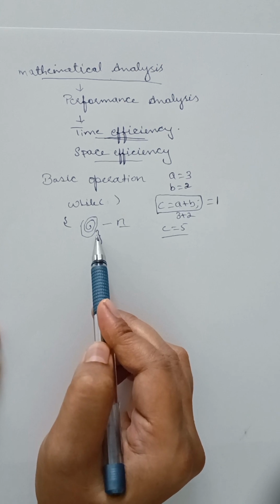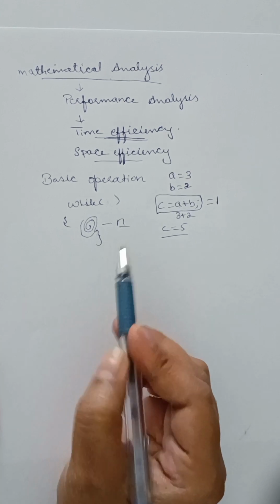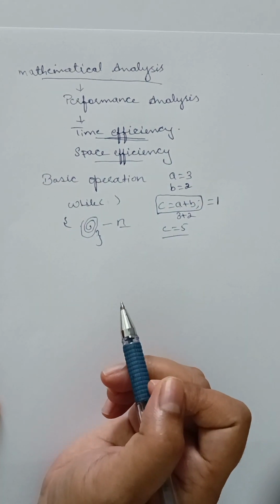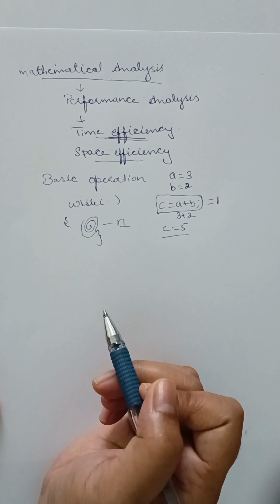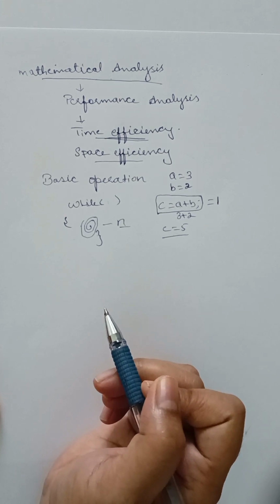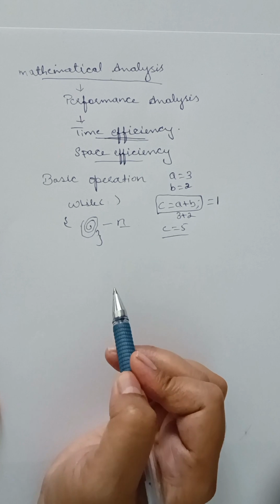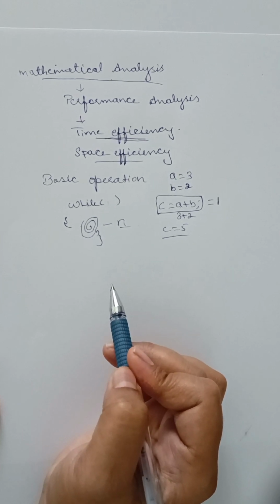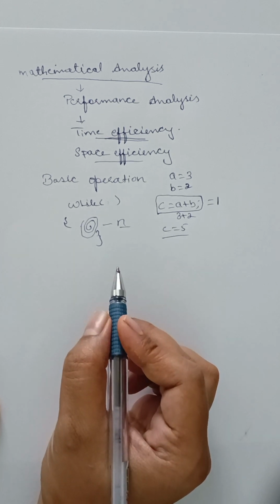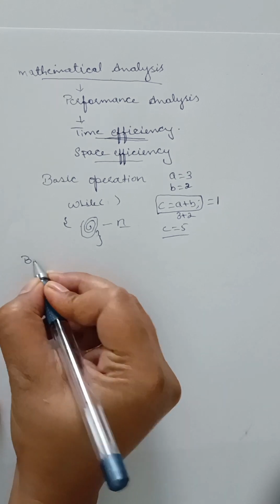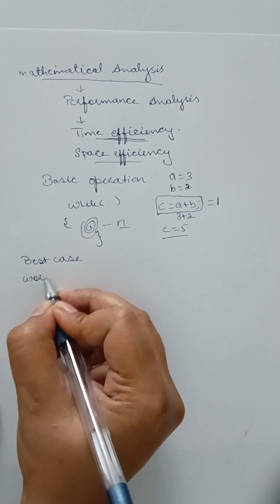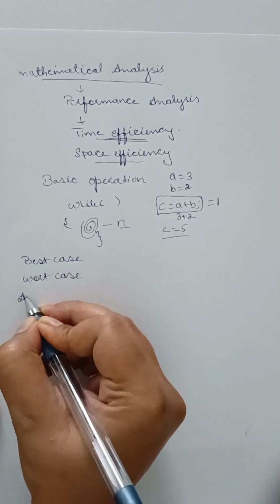The formula, everything will be the same, but the way we do it is a bit different. So we must understand the basic operation, how many times the basic operation is executing, in order to calculate the mathematical analysis. Once it is done, at the end we have to say what is the time taken by the algorithm. There also we'll have three cases, which we call asymptotic notations. That is best case, worst case and average case.